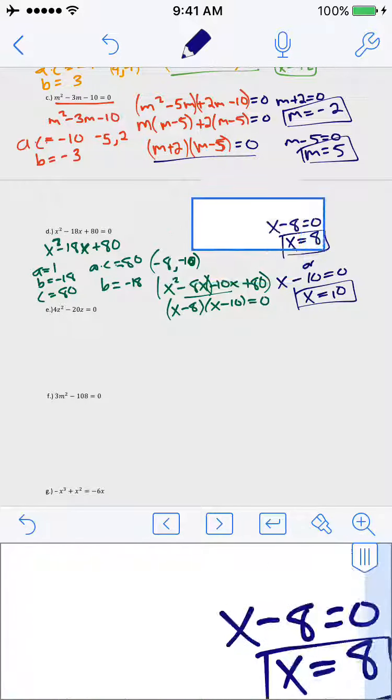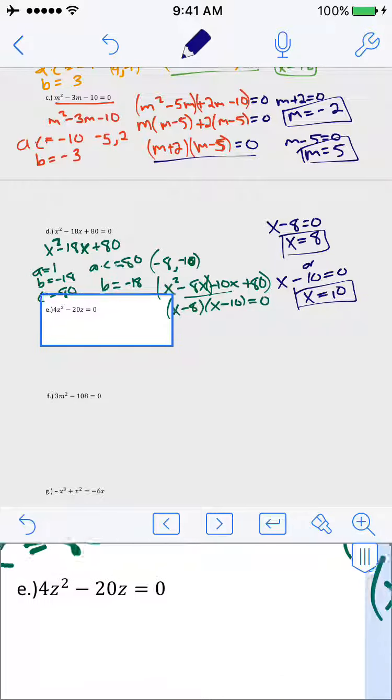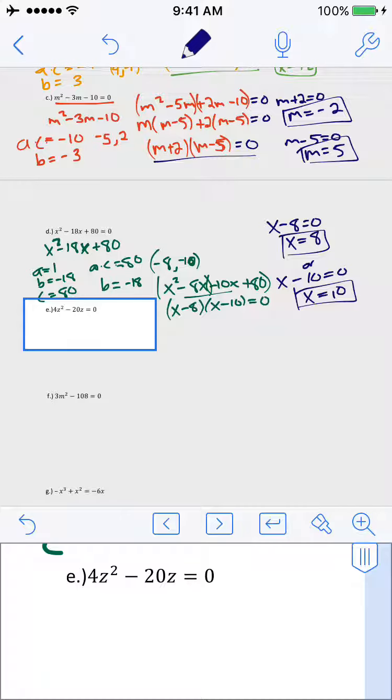Use your steps. Don't try to use the tricks until you're really, really comfortable using your steps. If you think you've got a trick because I'm lazy and I just want to use the trick, you will fail every time. Okay? Just don't do that. Just go through all the steps. Factor, group, zero product property. Okay? Alrighty. That being said, let's take a look at this one.